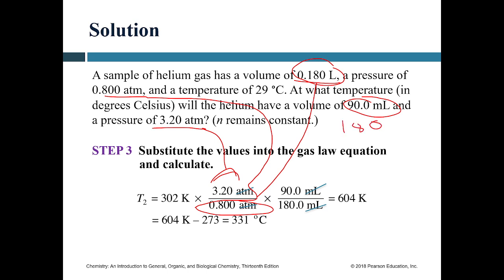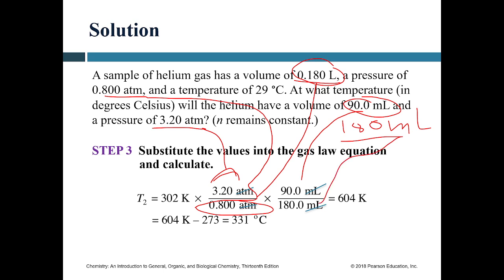180. So I need to get that into milliliters. Yeah, it's times 1,000. That's what milli means. 1,000 milliliters per liter. Okay. And so I'm going to plug those in. 90 goes on top there. The 180 goes on the bottom there.